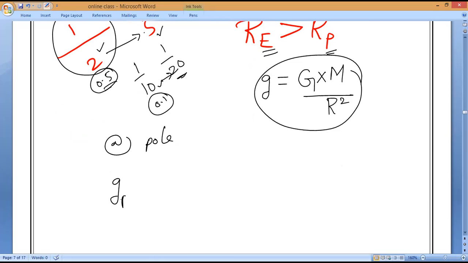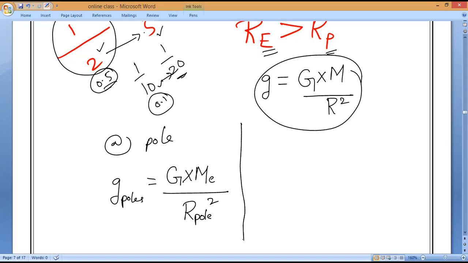g at poles is equal to, please respond, capital G into mass of earth divided by radius of earth at where? Poles or equator? Poles. At poles. Okay, this is for at poles. Now at equator. Now at equator, tell me the formula, everybody.